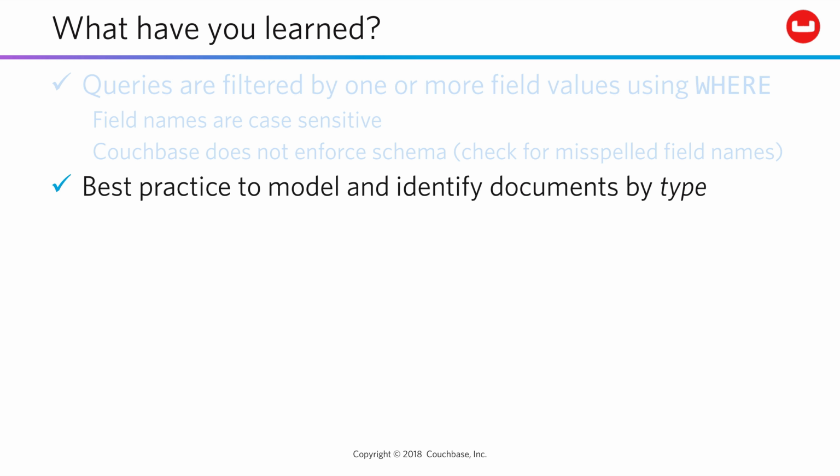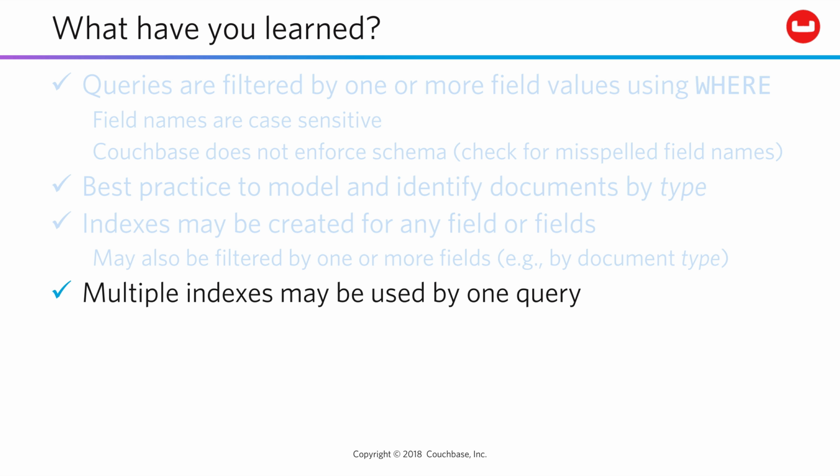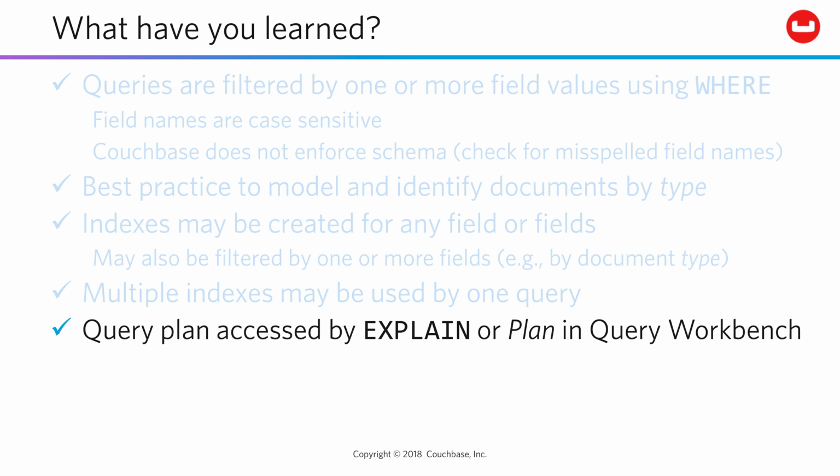As we've seen, a set of commonly typed documents are the functional equivalent of a table, so it's a best practice to add a type field to your documents. You can build indexes for any field or set of fields while narrowing your overall index range using filters, often filtering a given index for a particular document type. Multiple indexes may be picked up and used by any given query, depending on your overall index design strategy. You can explore the query plan easily, either in text or visually in Query Workbench.